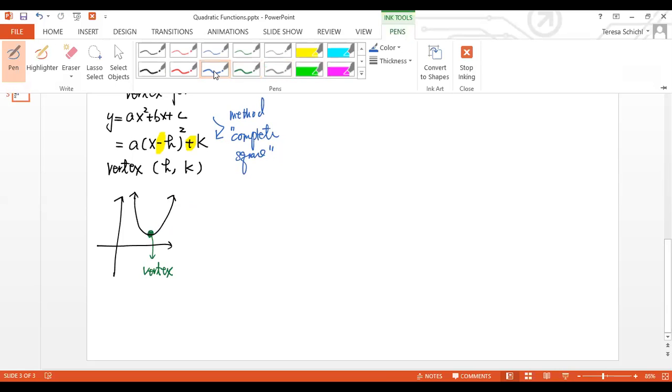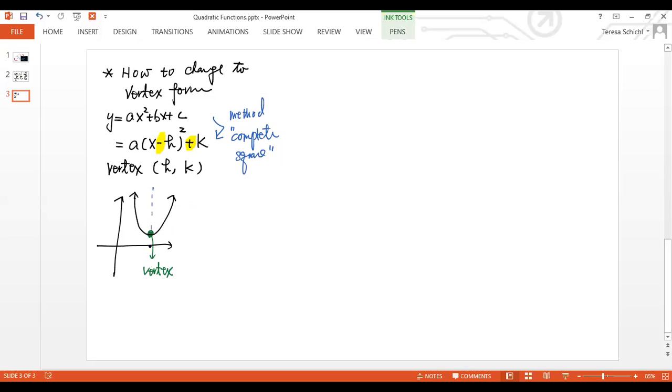So it's where the direction changes because of the vertex, right? Also if you draw a line, right, this line here we call the line of symmetry, because the graph is symmetric about this line, right? So this line here is x equal to what? x equal to h, right? So this is the line of symmetry, and that means the graph is symmetric about it.